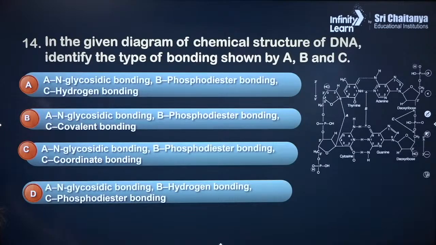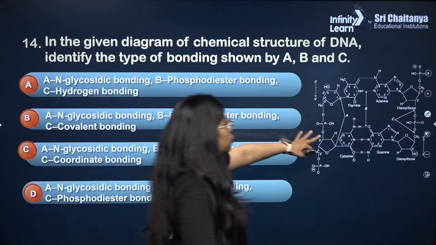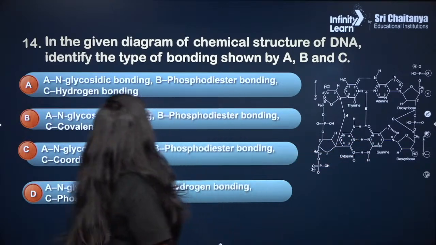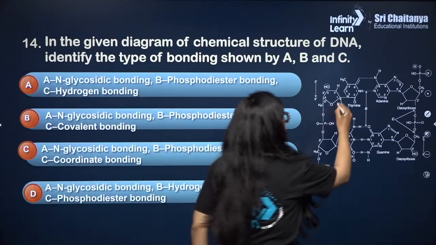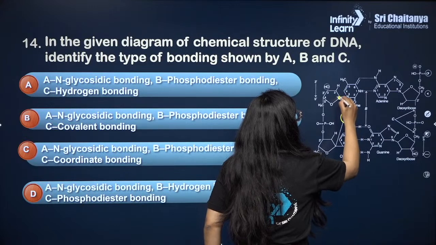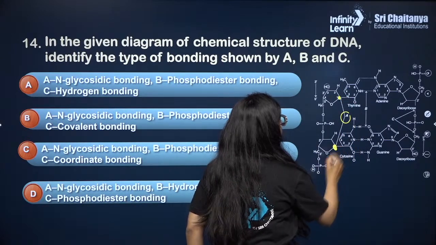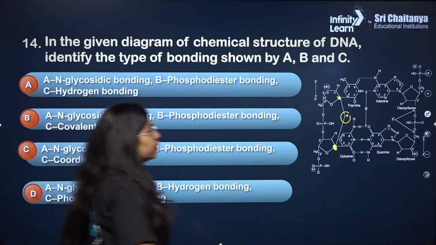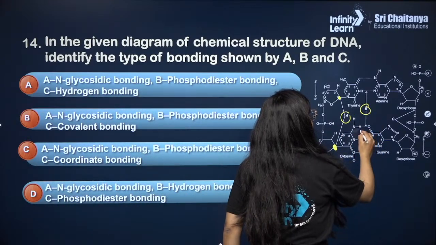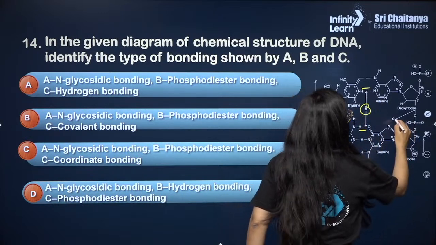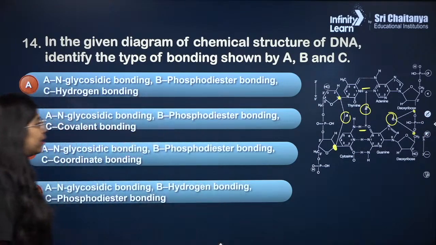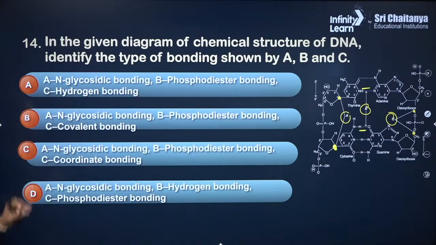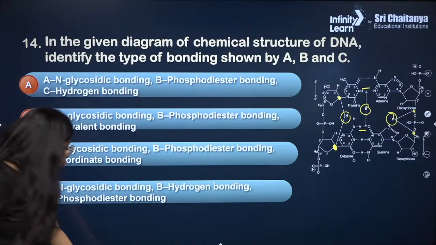In the following given diagram of the chemical structure of DNA, I hope this is visible to you. We have to identify the bondings in A, B and C. There's this bond, number one, A is here. You can identify B very easily. This is the B bond. And you can identify C also very easily, which is this bond. I have highlighted it here so that it's clear. What are these bonds, everyone? Question number 14.